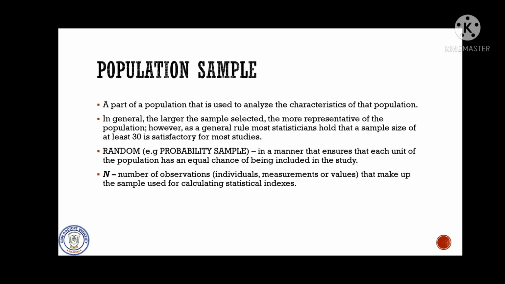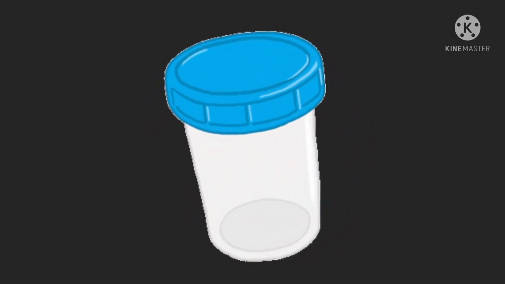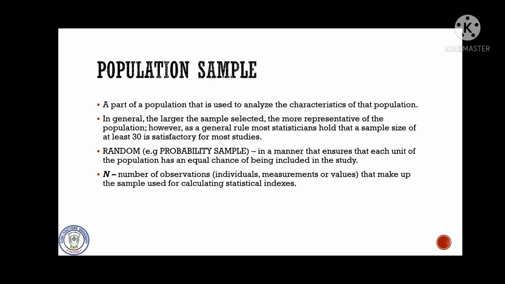Okay, so we're done identifying our population. This means that the next thing that we will be doing is to get our sample from this population. A sample for statistical purposes is a part of a population that is used to analyze the characteristics of that population. It is a particularly useful technique when evaluating a population with a large number of entities, which makes it impractical to include every member in the study.